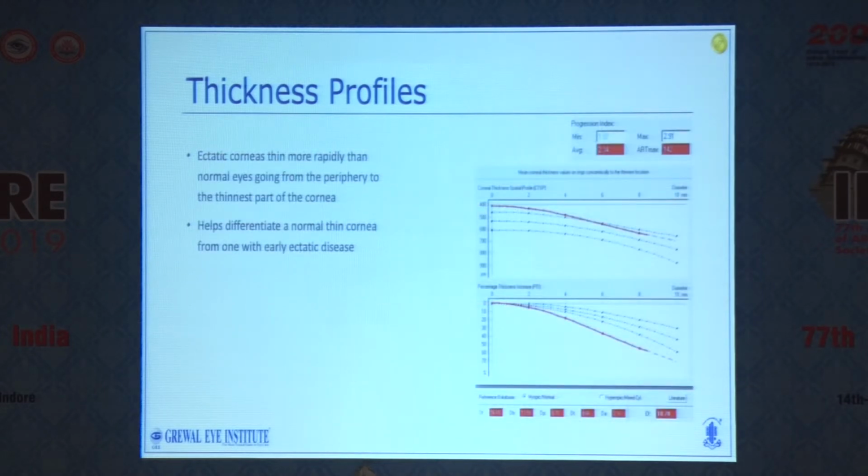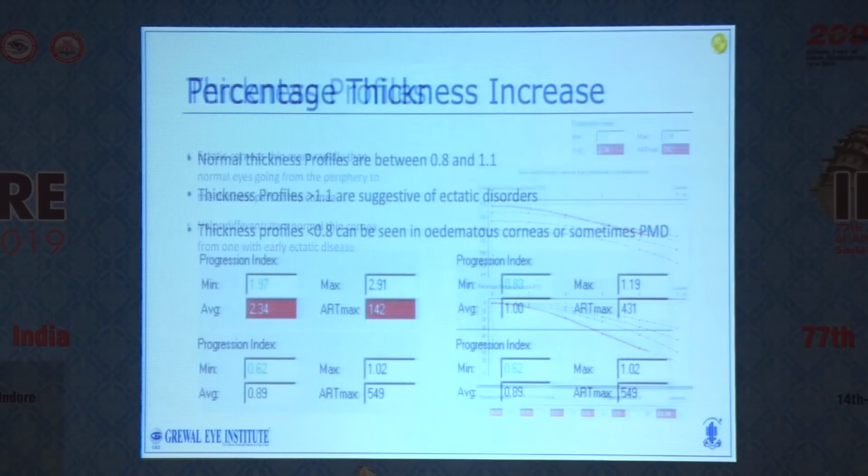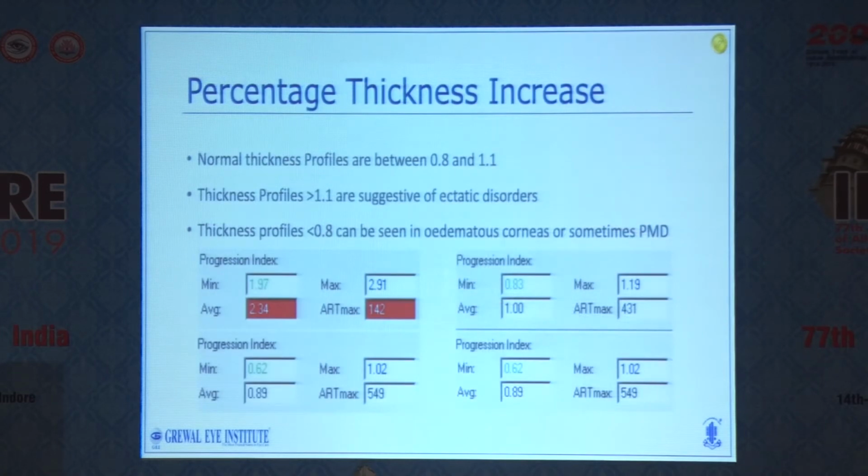Now, ectatic corneas thin more rapidly as you progress from the center to the periphery. So these curves help us differentiate between a normal thin cornea and one with early ectatic disease. Normal values for thickness profiles are between 0.8 and 1.1. Thickness profiles more than 1.1 are suggestive of ectatic disorders, while thickness profiles less than 0.8 can be seen in edematous corneas or sometimes in pellucid marginal degeneration.